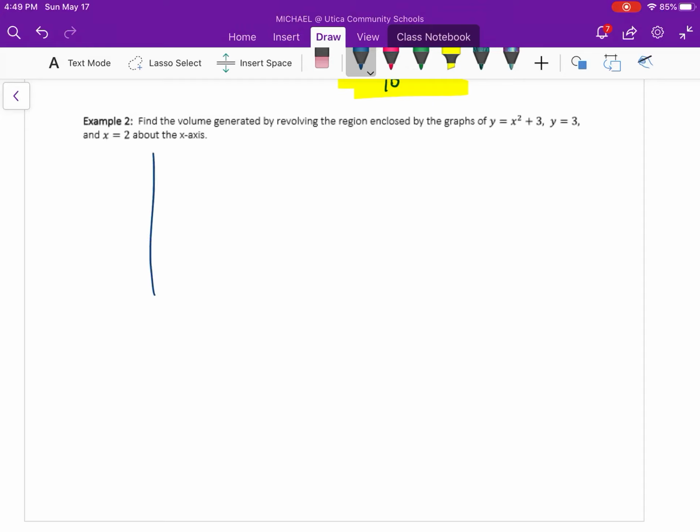All right, let's take a look at one more example here. Example 2. In example 2, we have the graphs of x squared plus 3, which is that parabola.